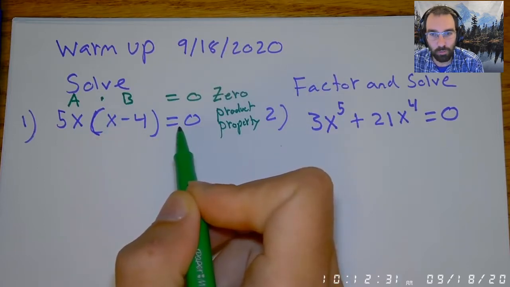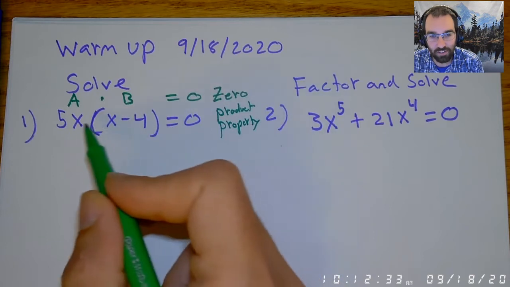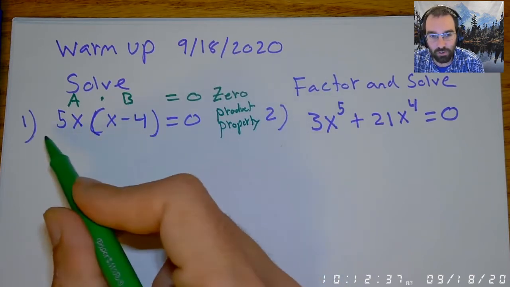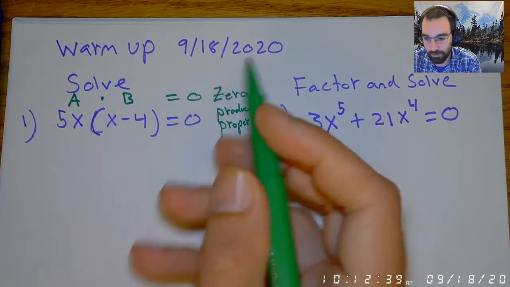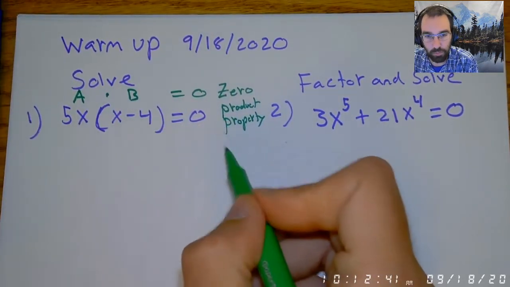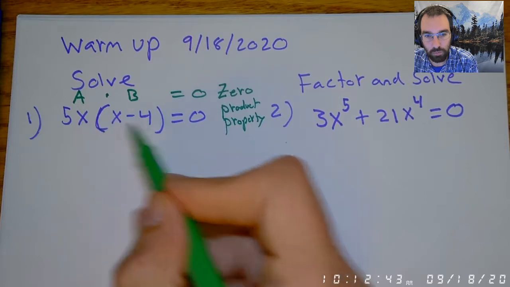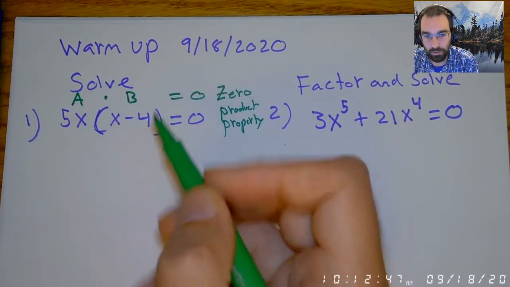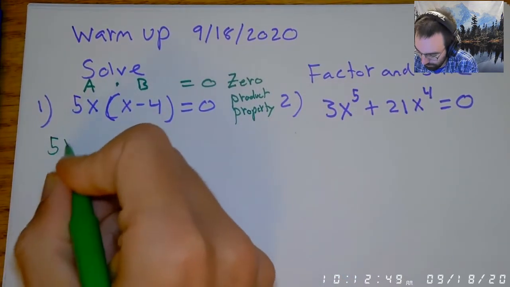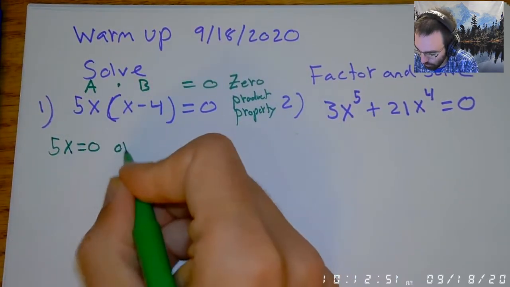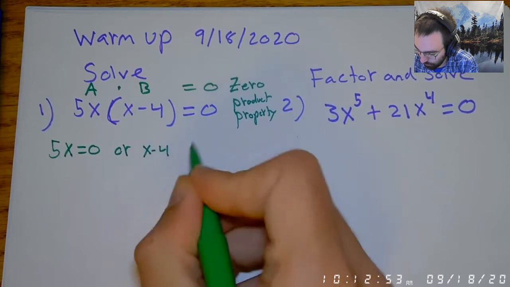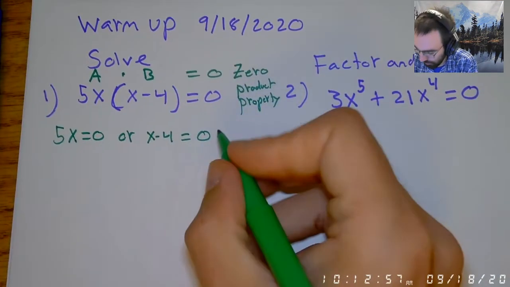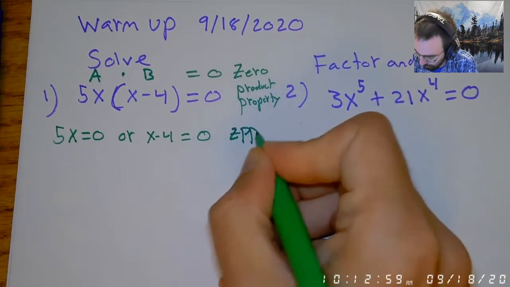Actually, this is Algebra B. You guys have already talked about what's linear, what's not linear. So this isn't linear. You can't solve it like a linear equation. You can't just divide both sides by 5. So just remember, zero product property. If two things multiply to get 0, either one or all of them need to be 0. So we're going to go 5x equals 0 or x minus 4 equals 0. Okay? So this is using the zero product property, right?